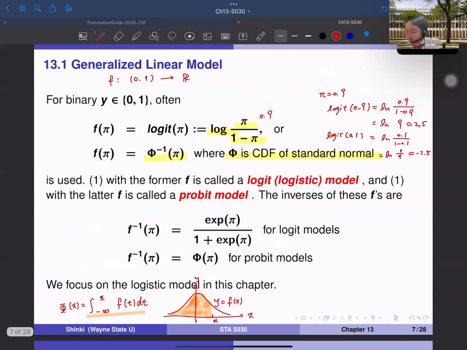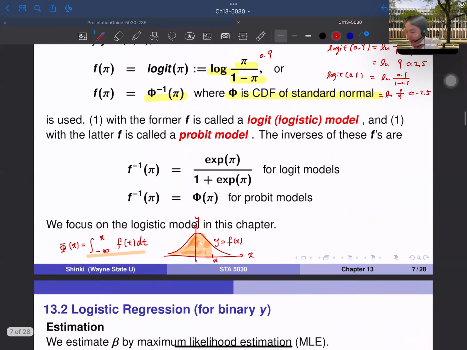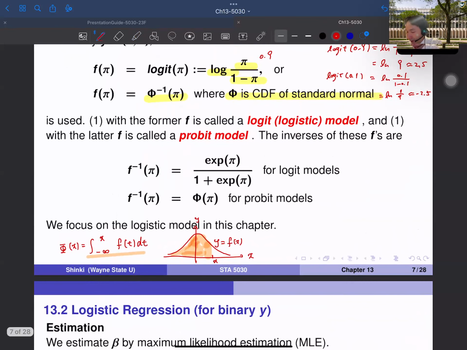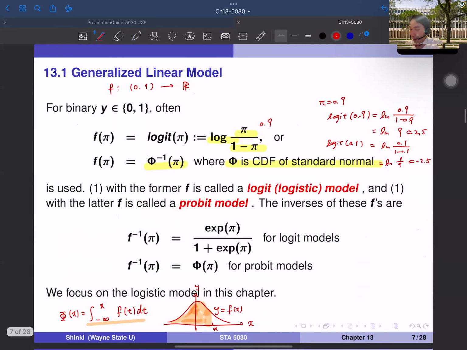Yeah, so this is the most common, the CDF, the cumulative distribution function. So in statistics, if we consider the function from R to 0, 1, probably the normal CDF is the most common function. So that is another natural idea to define f.